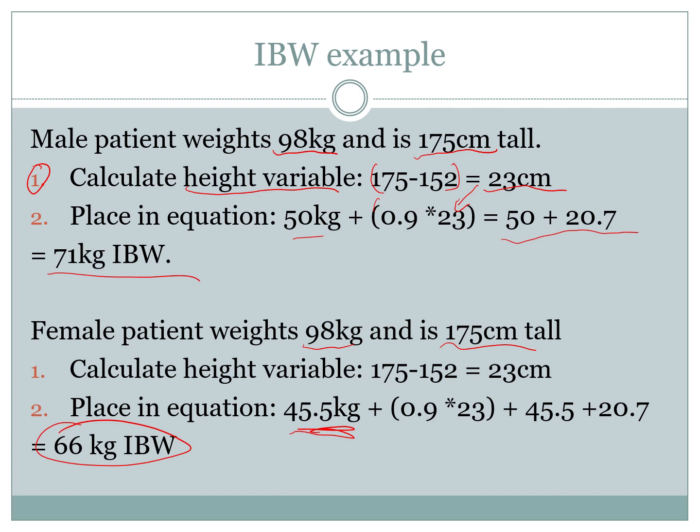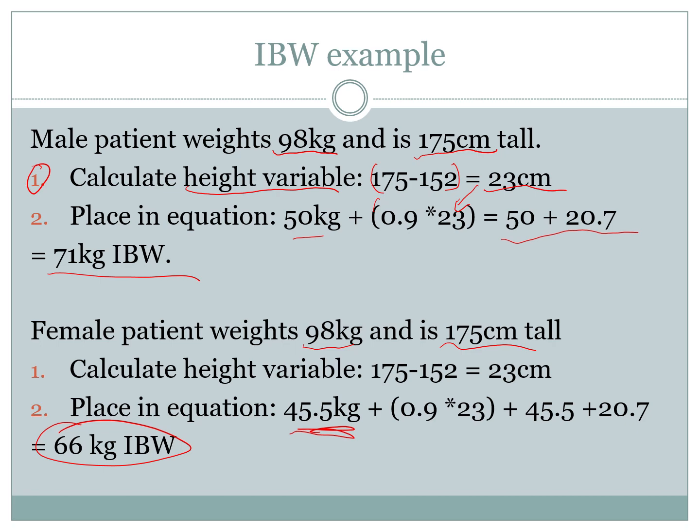So that seems simple enough, and that's the calculation that you work with. If somebody weighs less than their ideal body weight, then you work with their body weight. If they don't, then you use their ideal body weight, unless their actual body weight is 20% greater than their ideal body weight.